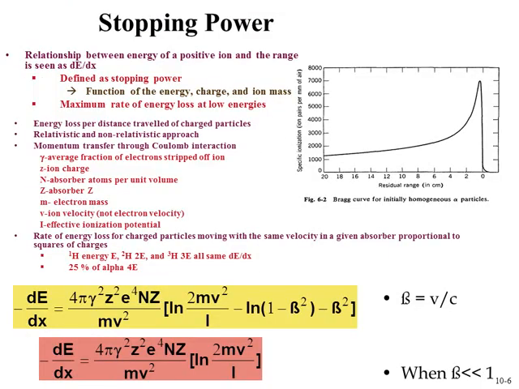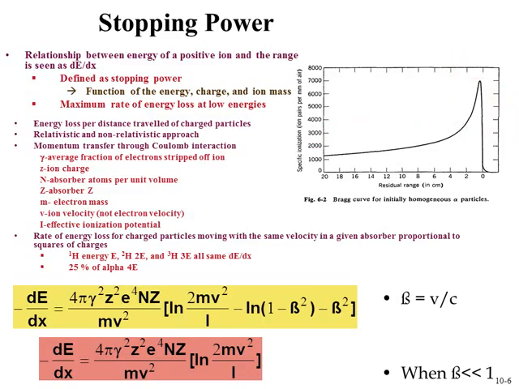Another way to evaluate range is through stopping power. This is the relationship between energy of a positive ion and the range as seen in the change of energy as a function of distance. As you can see here, this figure is fundamentally the inverse of the range, where this line is fairly flat, and then towards the end of its range we see a large ionization.